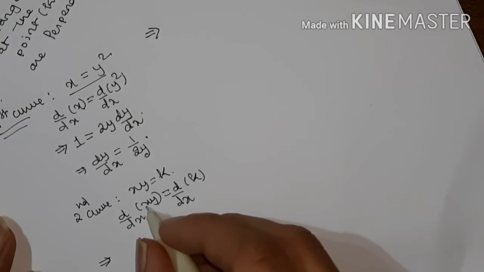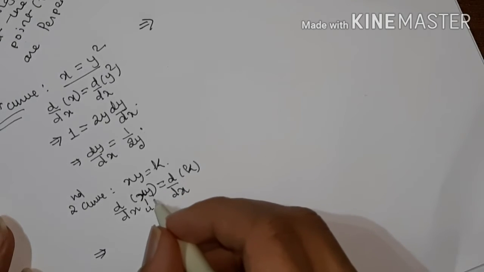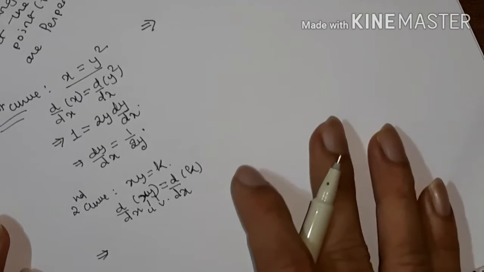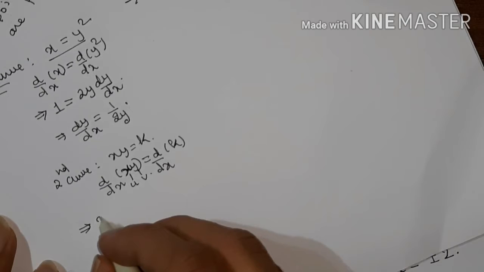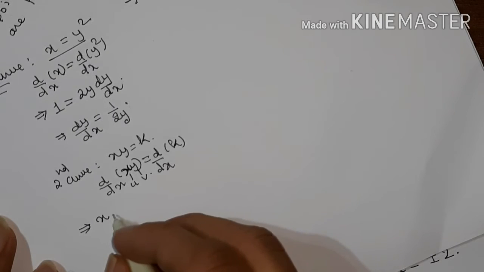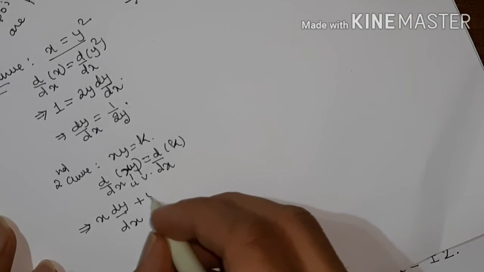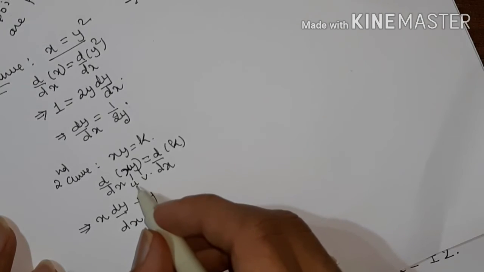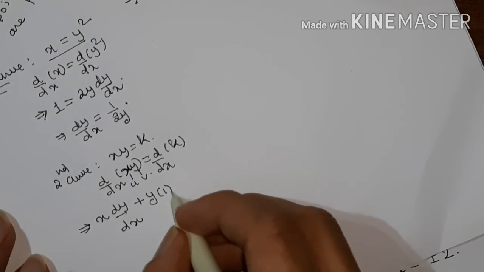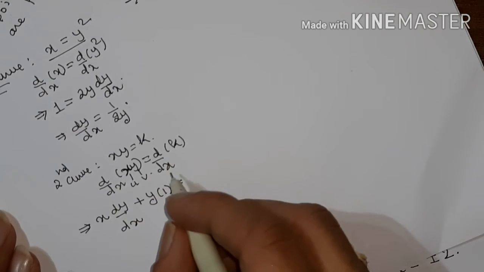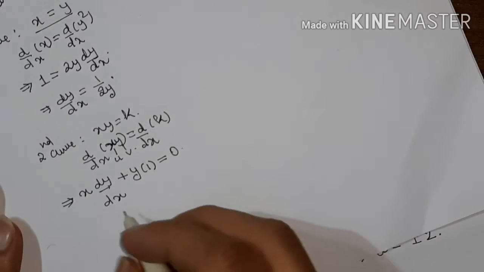This is a product of two functions, right? So this is u and this is v. We have to use the uv rule, the product rule of differentiation. So that is u into the derivative of v, which is dy by dx, plus v, that is y, into the derivative of u, that is the derivative of x, which is 1, which is equal to the derivative of a constant k, so that is 0, right?